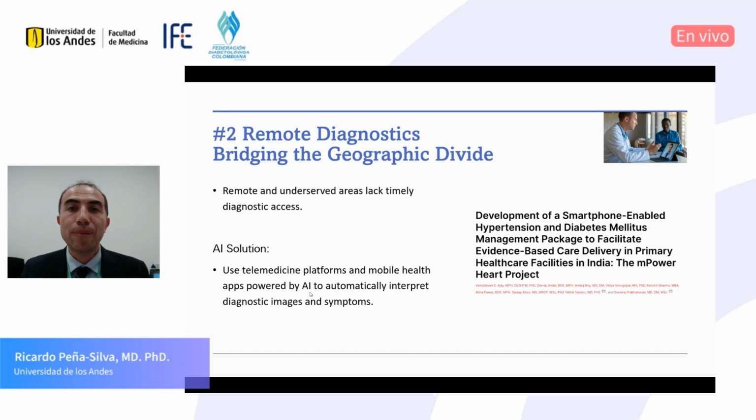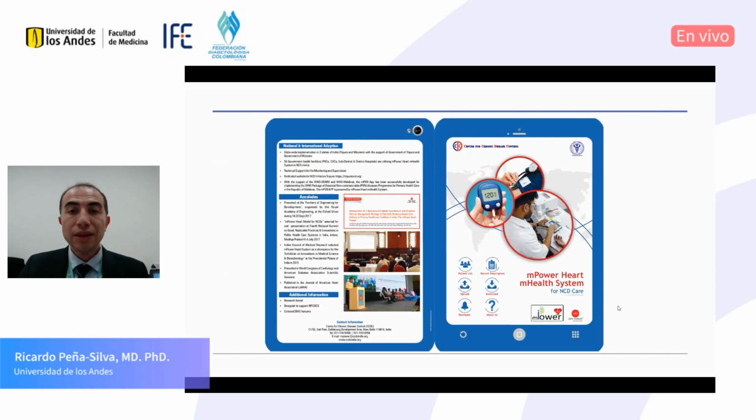And here I am presenting an example of an intervention that was created in India by the Public Health Foundation of India. Several people participated in this project, and one of them is Dr. Prabhakaran, who was a guest in one of our research events at the Universidad de los Andes in 2018. They developed this system, which is Empower Heart, which is an mHealth system. And what did they do?